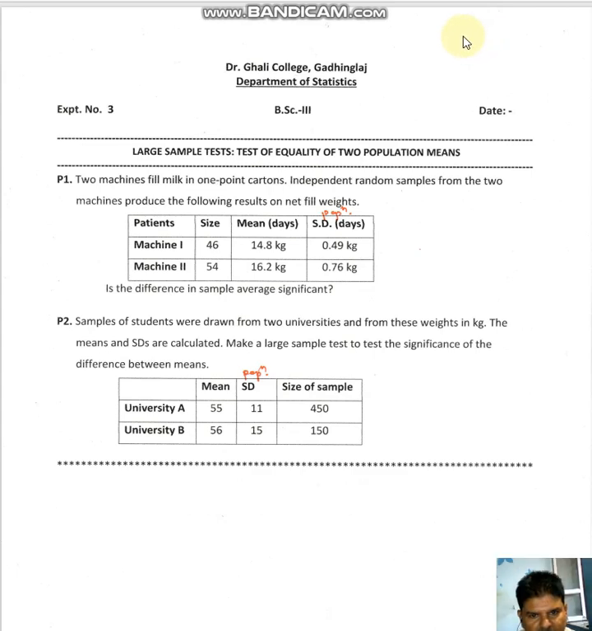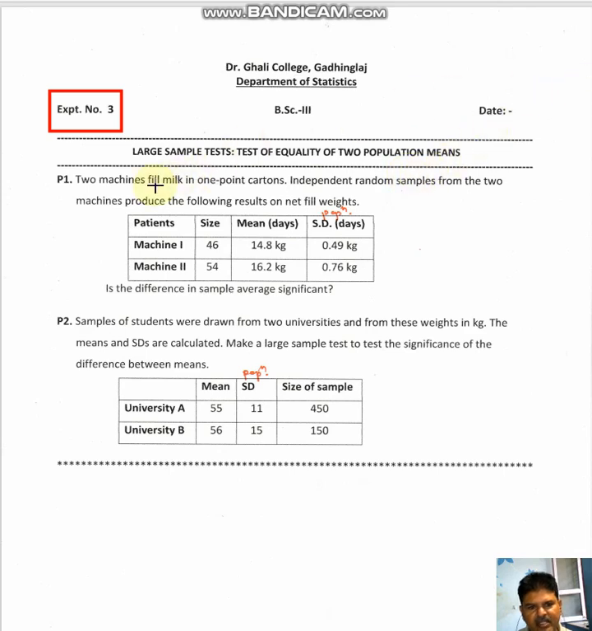Dear student, now we can start our experiment number 3. So what is this experiment number 3? This experiment number 3 is related with large sample test of equality of two population means.